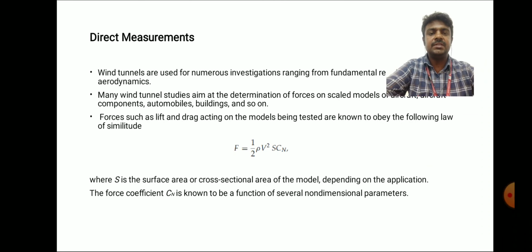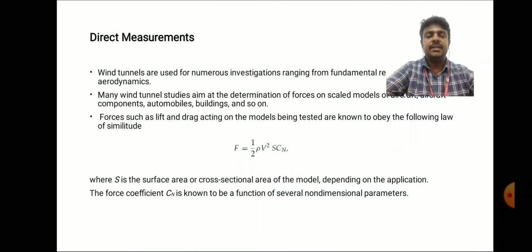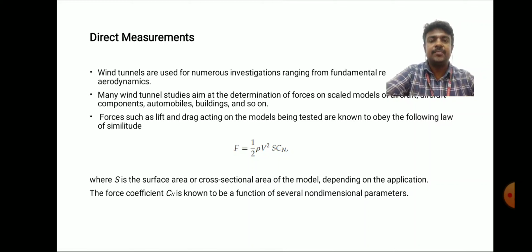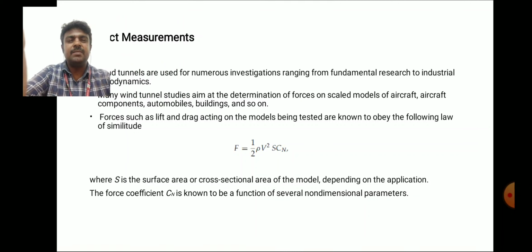The very first one is direct measurements. Direct measurements, in the sense that we can obtain the reading from the equipment directly, and in order to find out the solution by using some analytical formula, we are able to obtain the results directly. The example for this direct measurement is the wind tunnel. Wind tunnels are used for numerous investigations ranging from fundamental research to industrial aerodynamic projects. Many wind tunnel studies aim at the determination of forces on scaled models of aircraft components, automobiles, buildings, and so on.